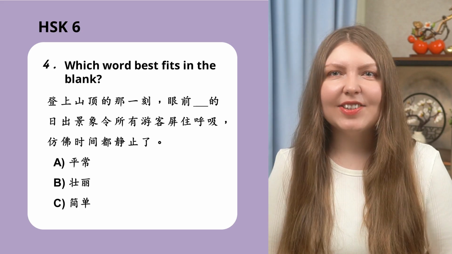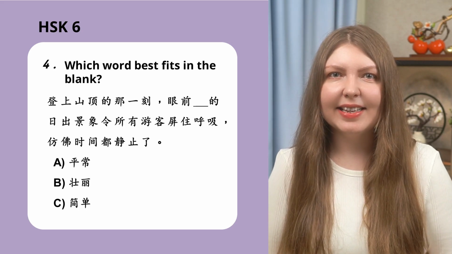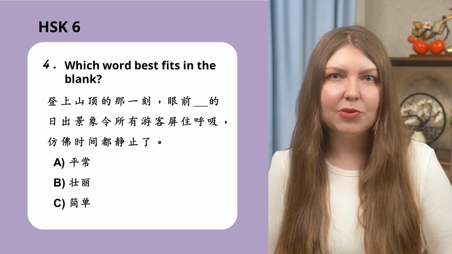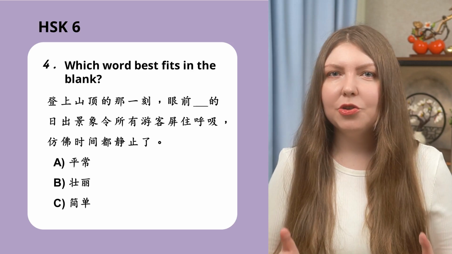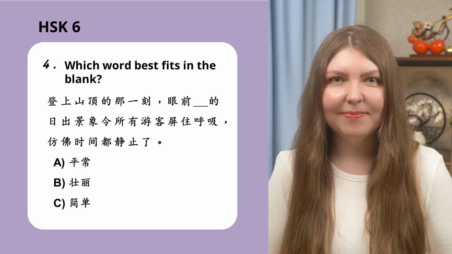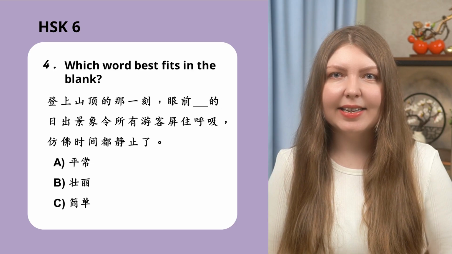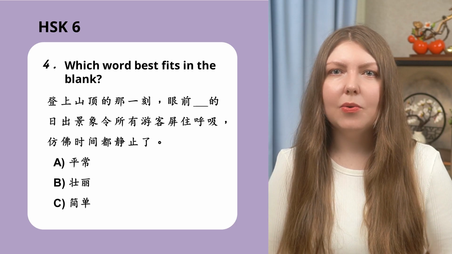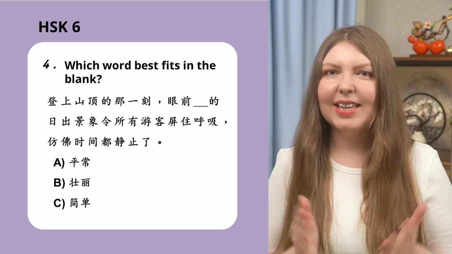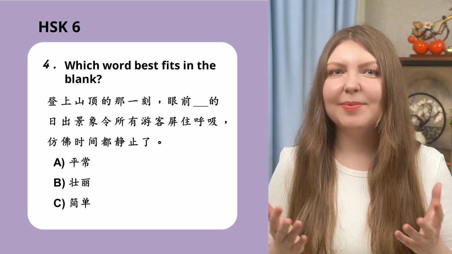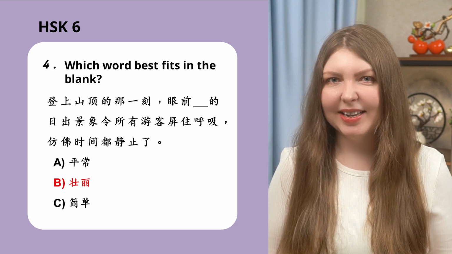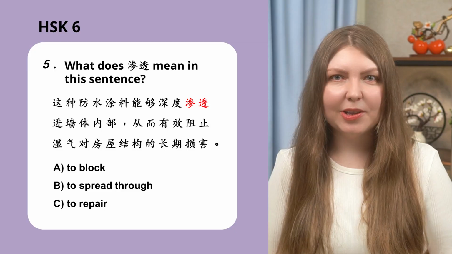Here, pay attention to the overall feeling and description in the sentence. Look at this one. 登上山顶的那一刻，眼前的日出景象令所有游客屏住呼吸，仿佛时间都静止了。Which word best completes the sentence? Would it be A, 平常, B, 壮丽, or C, 简单? Give it a moment. And the answer is B, 壮丽, which means magnificent. Now let's look at the final question.